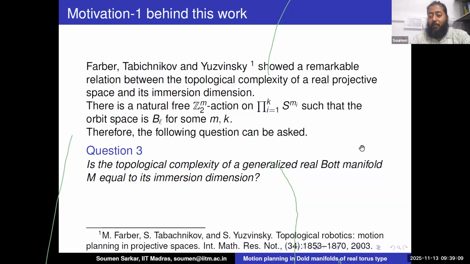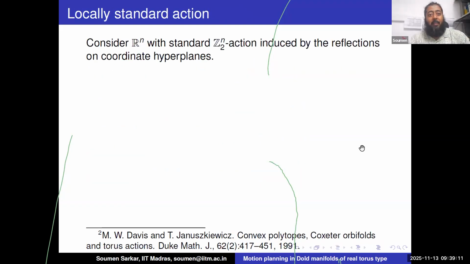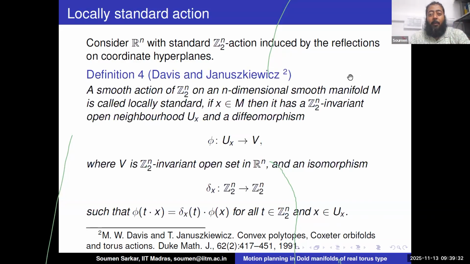Okay, so this is the first motivation. Now, as I did some work in the area of torus manifolds or toric topology, what I'm interested in is the Z_2^n action on R^n. This Z_2^n action on R^n is generated by reflections in hyperplanes. Considering this, Davis and Januszkiewicz introduced the locally standard action some 34 years back.